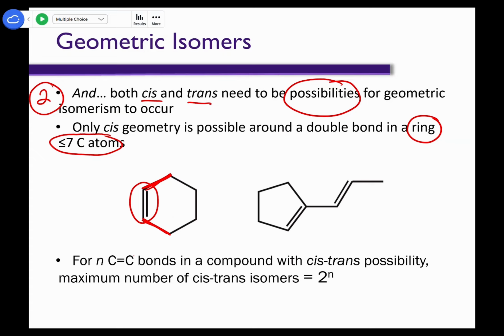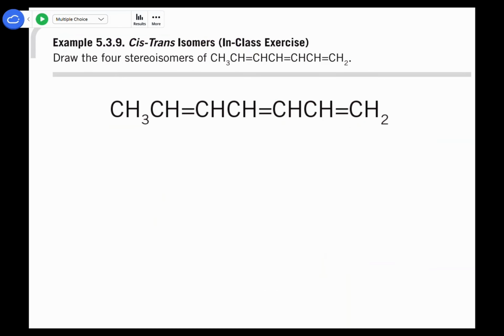Once we know how many carbon-carbon double bonds in a compound could have cis-trans isomerism, we can calculate the number of possible stereoisomers for that connectivity of atoms by 2 to the power n. 2 options for the first bond times 2 options for the second double bond, and so on. So now we're going to draw out some cis-trans possibilities for this interesting molecule here.